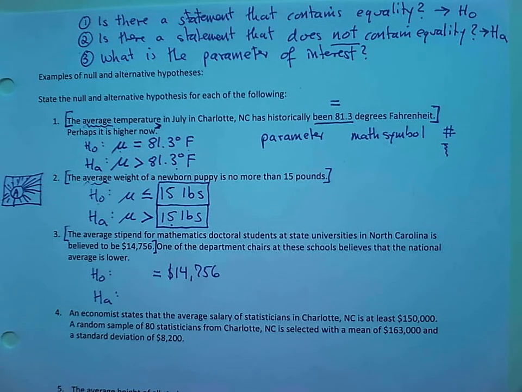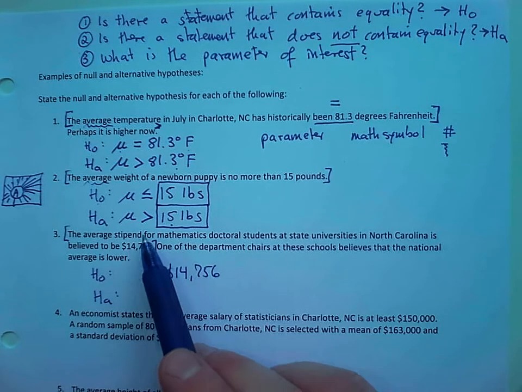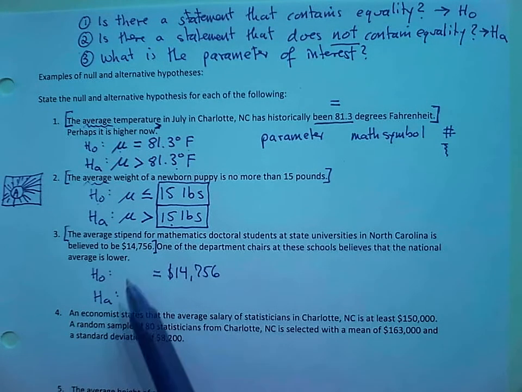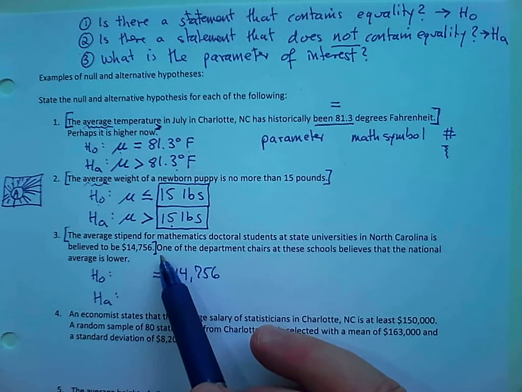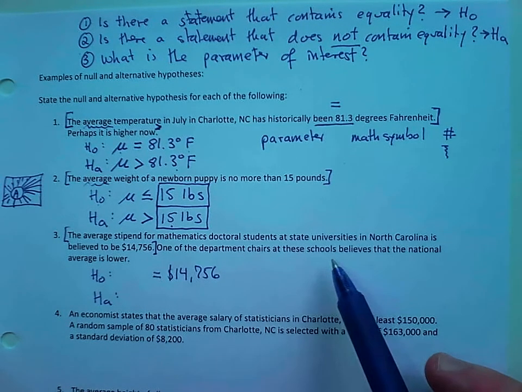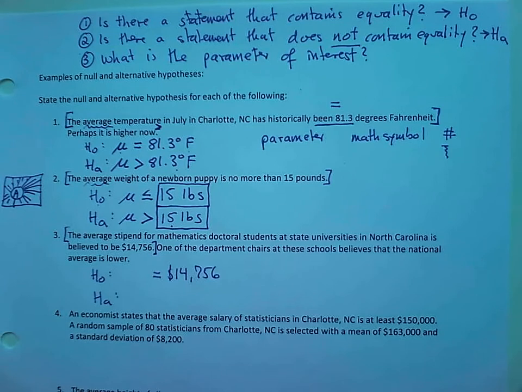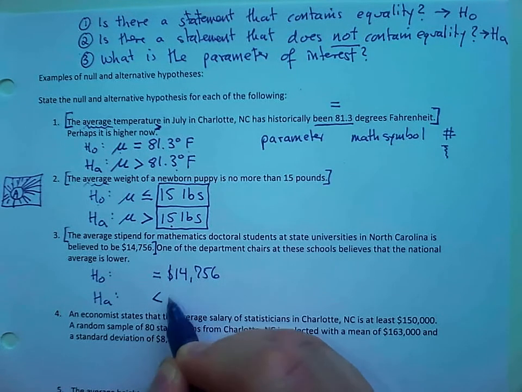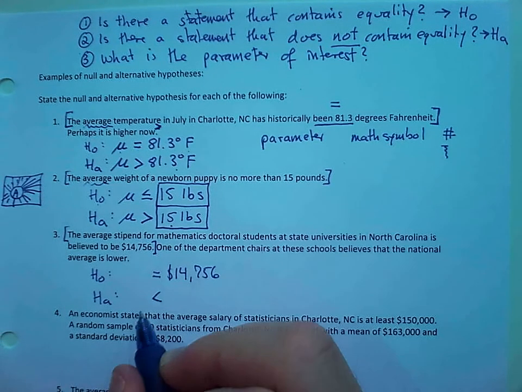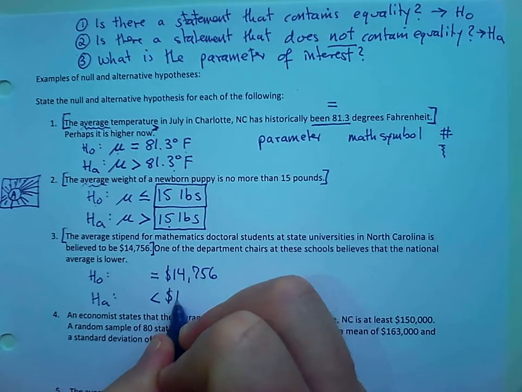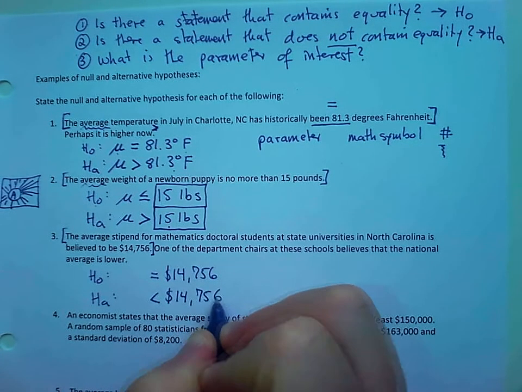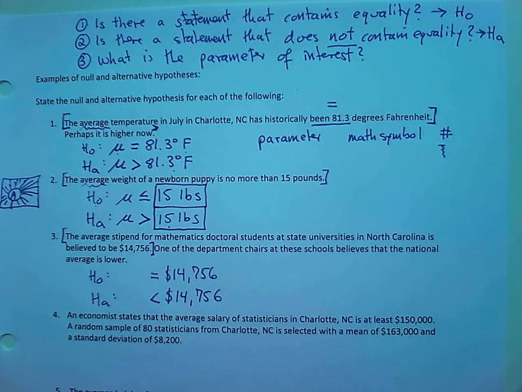The second question that we're going to ask ourselves is, is there a statement that does not contain equality? We can think that we already used up this first sentence. So the only sentence that we have left over is, one of the department chairs at these schools believes that the national average is lower, or less than. So strictly less than is going to become our alternative hypothesis. And then therefore these numbers must always be the same. So we're going to have strictly less than $14,756.